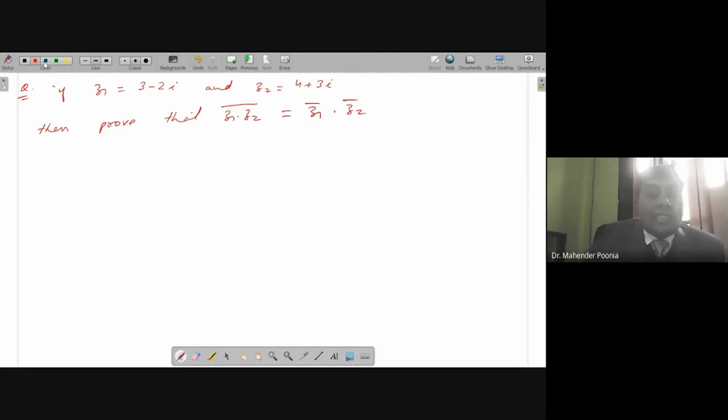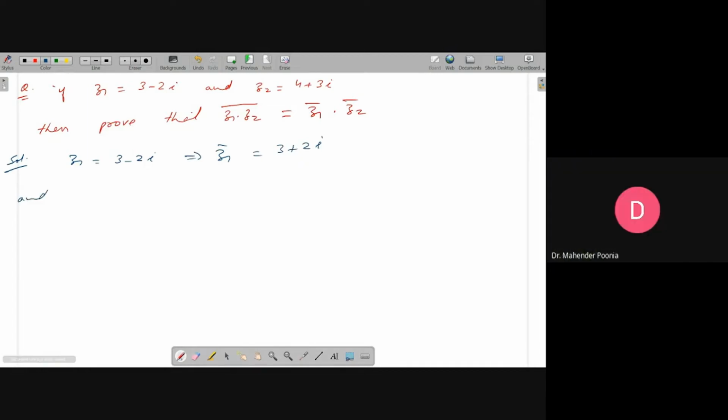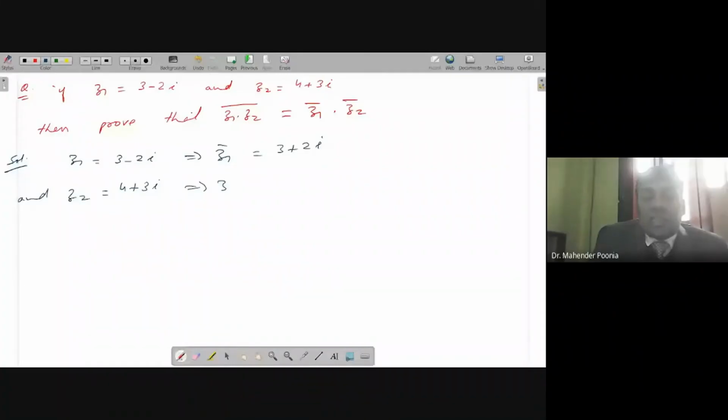So in this case, first of all, we have to find the conjugate of Z1 and Z2. So Z1 is equal to 3 minus 2 iota. This implies Z1 conjugate is equal to 3 plus 2 iota. Z2 is equal to 4 plus 3 iota. This implies Z2 conjugate is equal to 4 minus 3 iota, right?